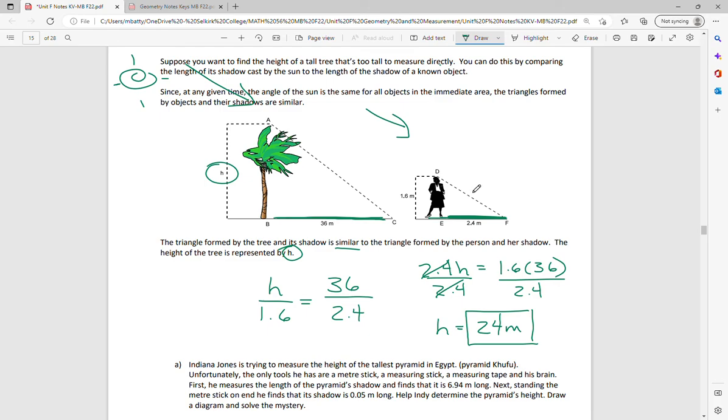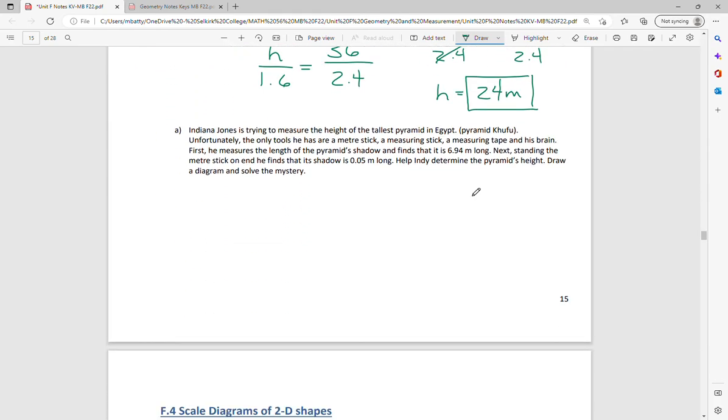All right, you may see this pyramid Khufu come up again. This is a question about Indiana Jones. I don't even know where this one came from. So Indiana Jones is trying to measure the height of a pyramid. So we've got the height of a pyramid. I'm going to skip drawing. And the only thing that he has is a meter stick and the sunshine and his brain. So he measures the length of the pyramid shadow and finds that it is 6.94 meters long. So this is the height of the pyramid, and this is the length of the shadow.